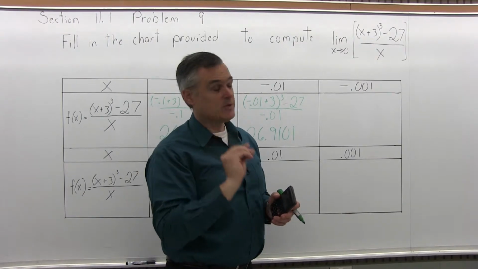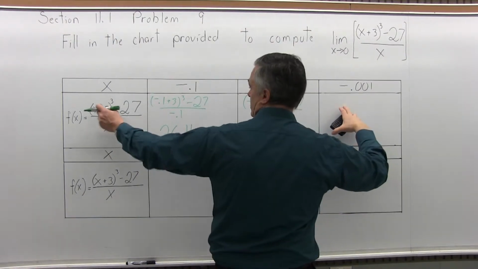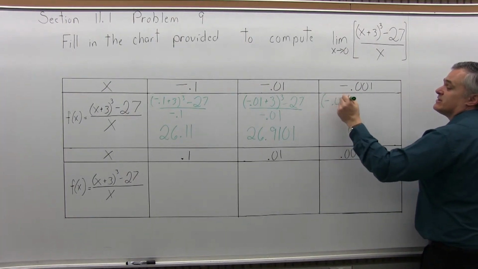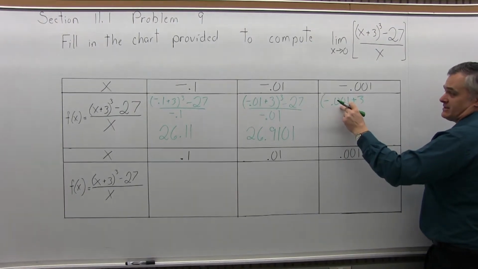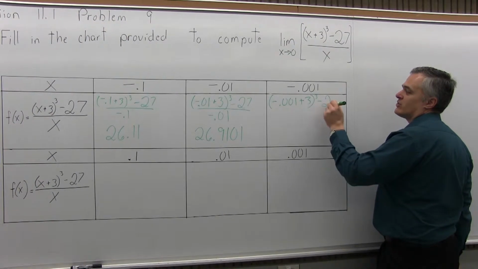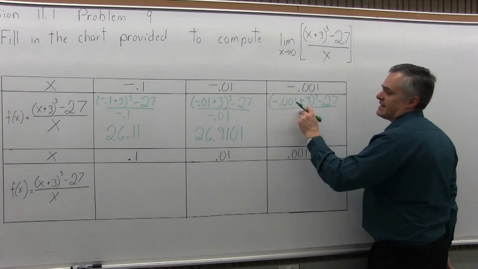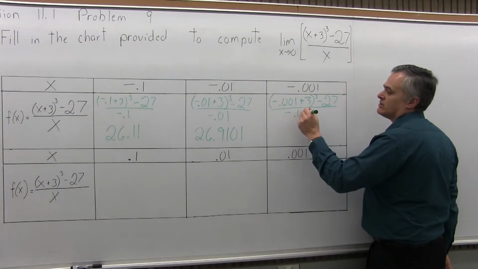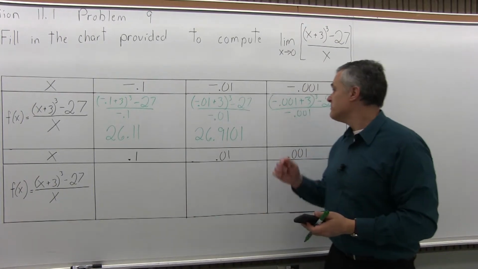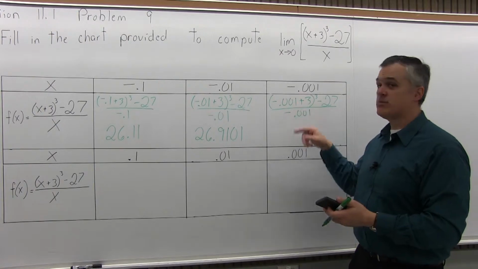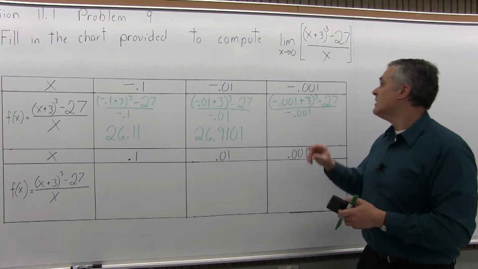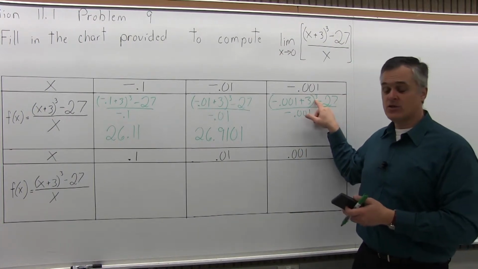So again, I'm putting in almost 0. So the parentheses on top, I'm going to do x plus 3, which is negative 0.001 plus 3, because my x now is negative 0.001. That's going to be in parentheses, raised to the third power. I'm going to subtract 27. And there's an x in the denominator, and now x is negative 0.001. And then do the math again, which you really need to do with a calculator. In the parentheses, negative 0.001 plus 3, you can start with that. You're going to get in the parentheses 2.999. Now you're going to raise that 2.999 to the third power.